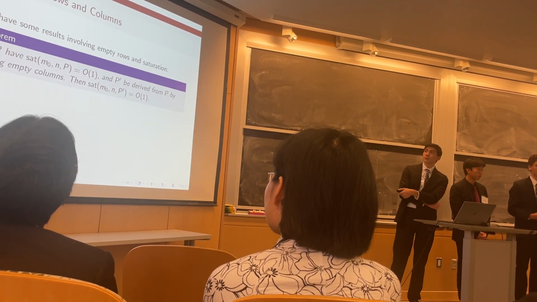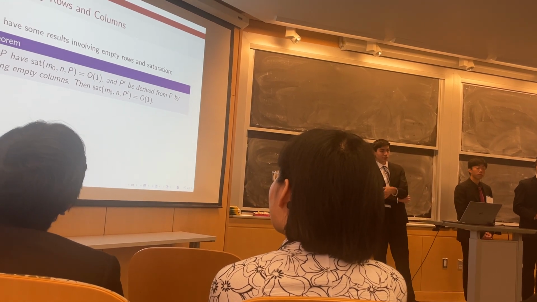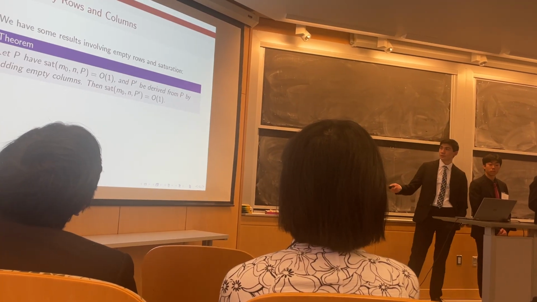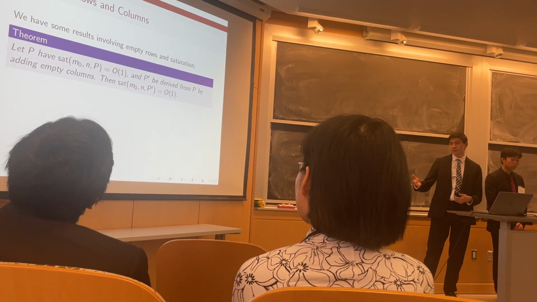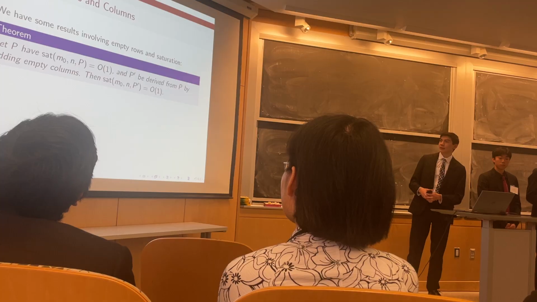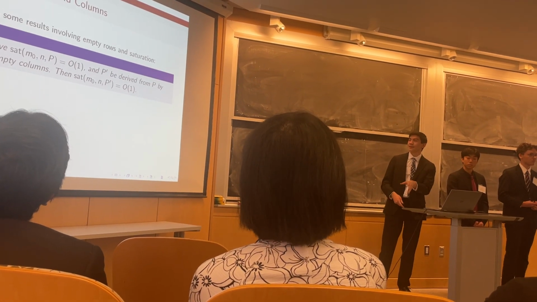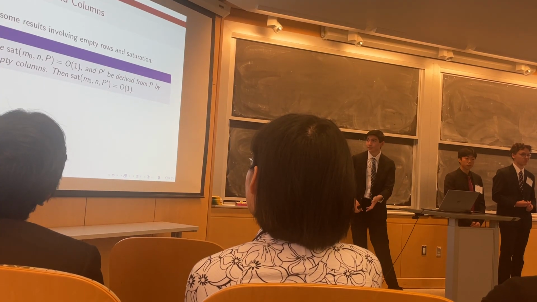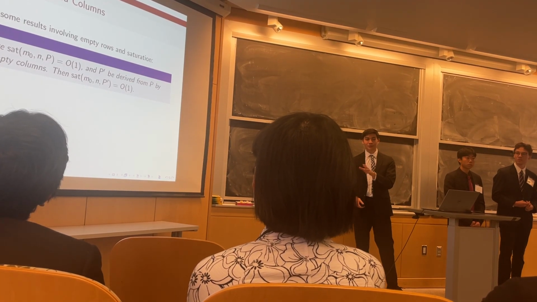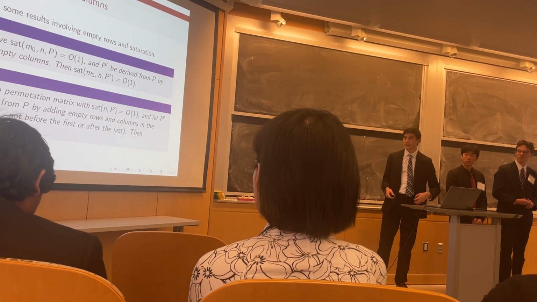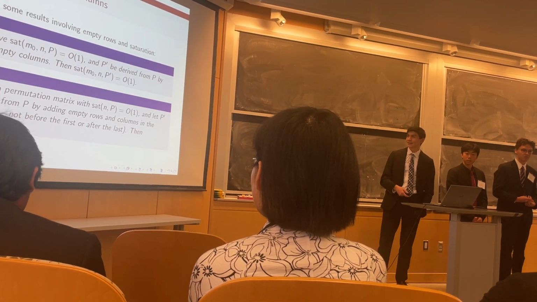Another thing that we looked at was what happens when you add empty rows and columns internally into a matrix. Now, as shown on a previous slide, if P has an empty row or column as its first or last row or column, then we know that it has to have a linear saturation function. But what happens when we add columns and rows internally is still the subject of research.